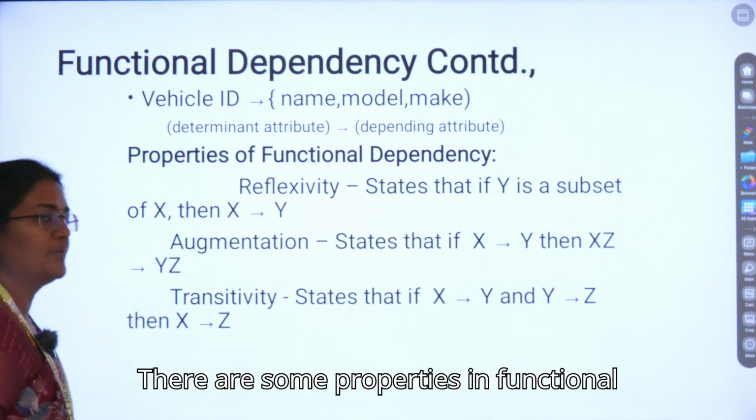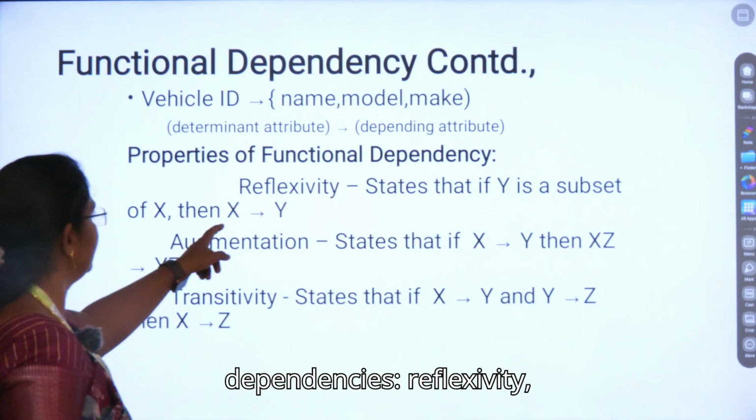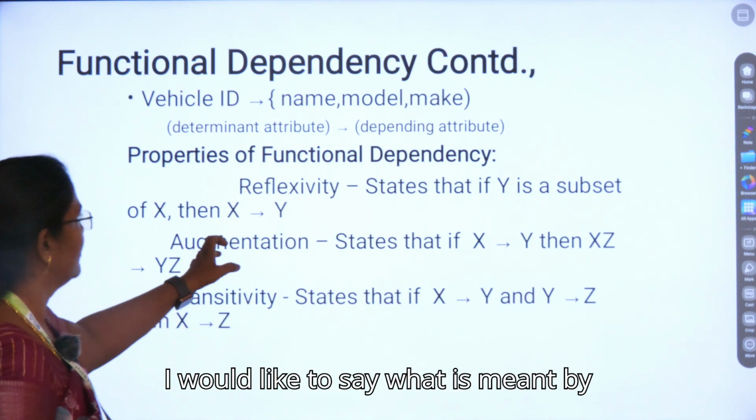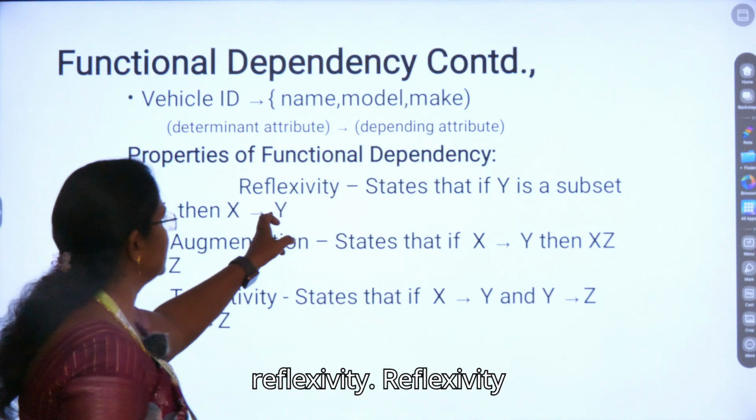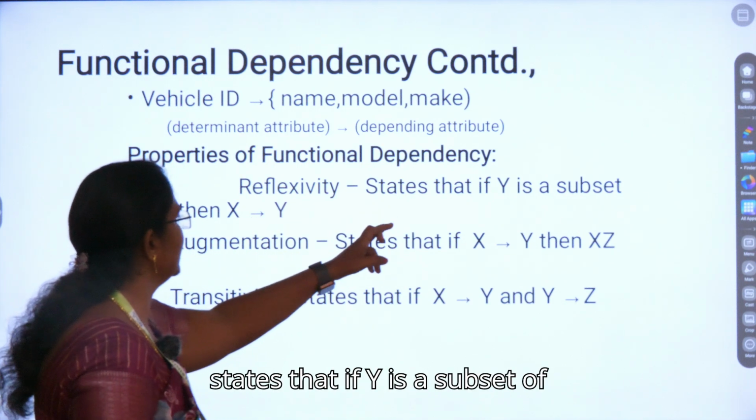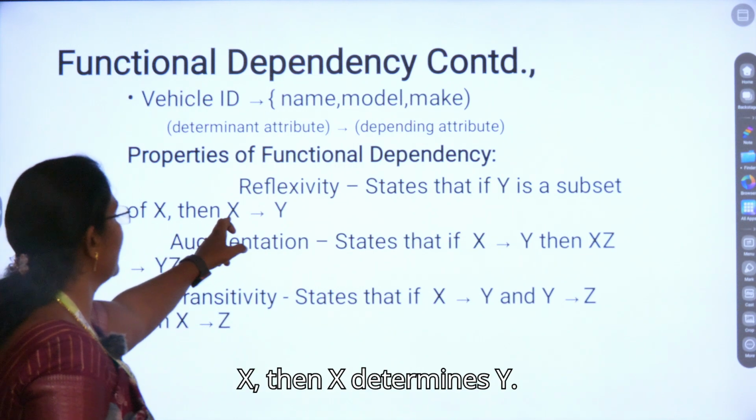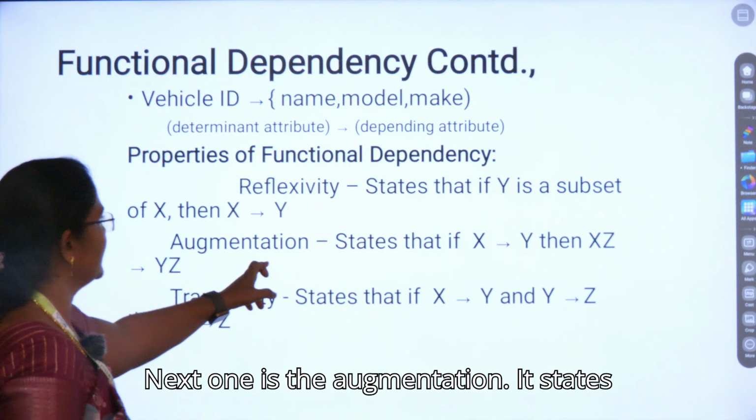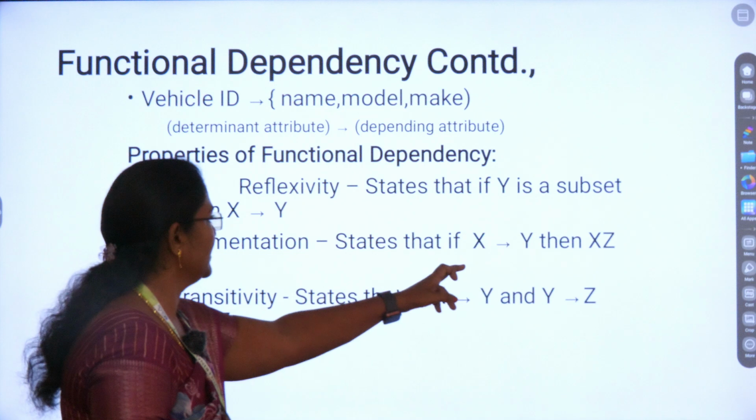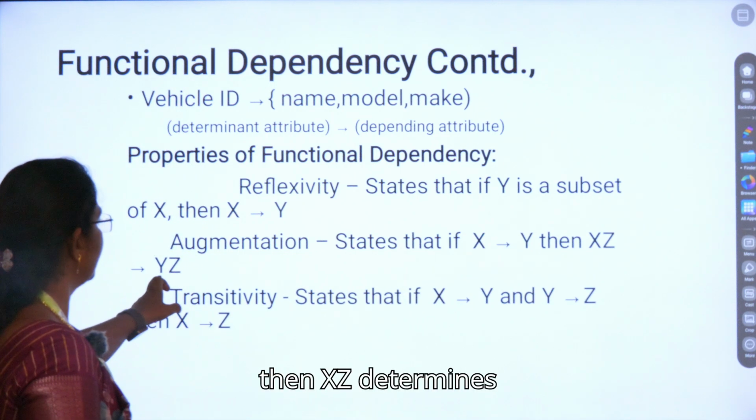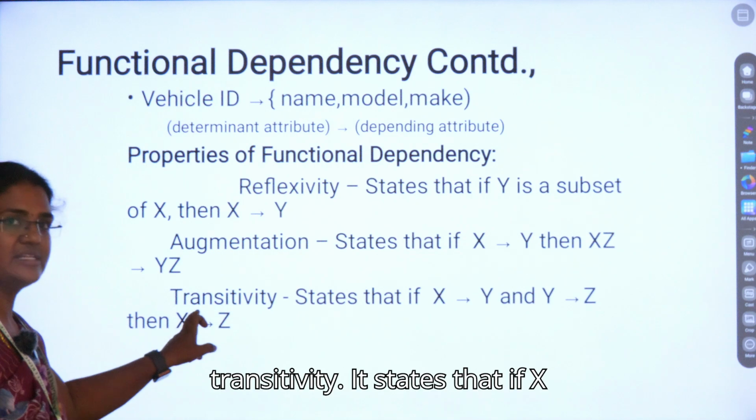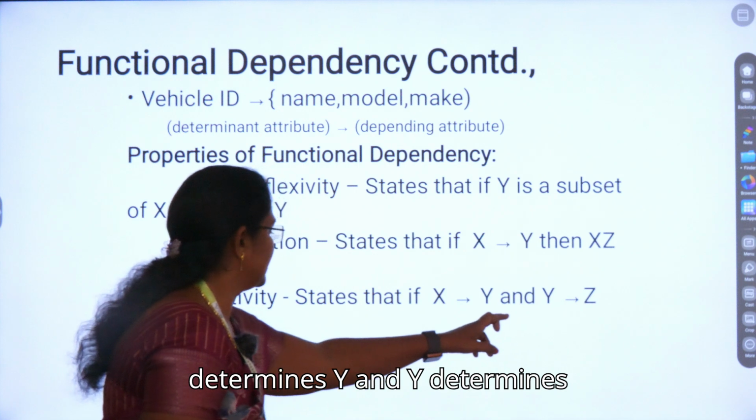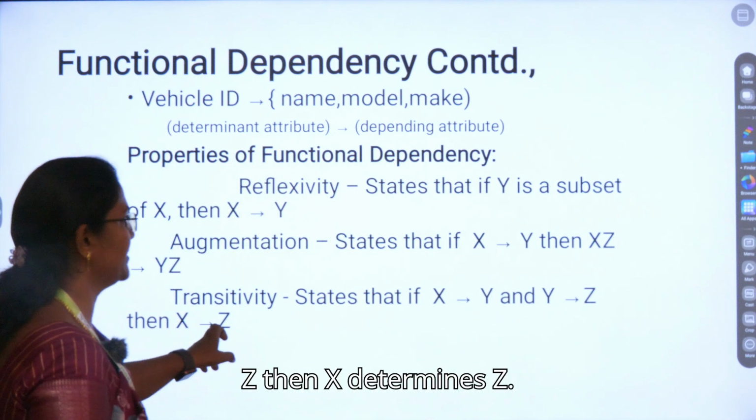Next one is the properties of functional dependency. There are some properties in functional dependencies: reflexivity, augmentation, then transitivity. First, reflexivity states that if Y is a subset of X, then X determines Y. Next one is augmentation. It states that if X determines Y, then XZ determines YZ. Last one is transitivity. It states that if X determines Y and Y determines Z, then X determines Z.